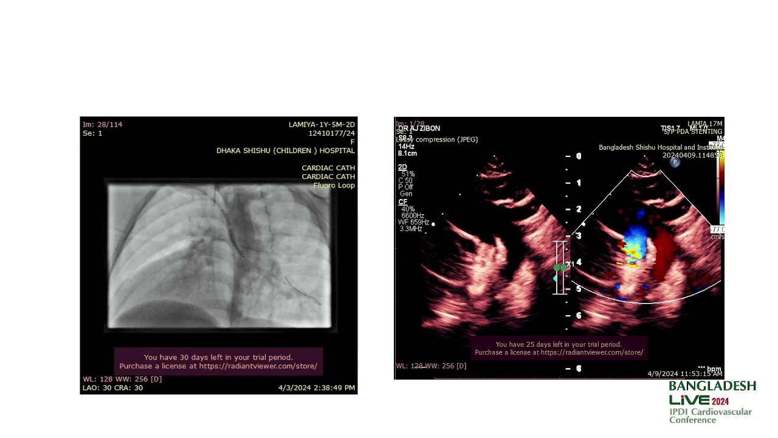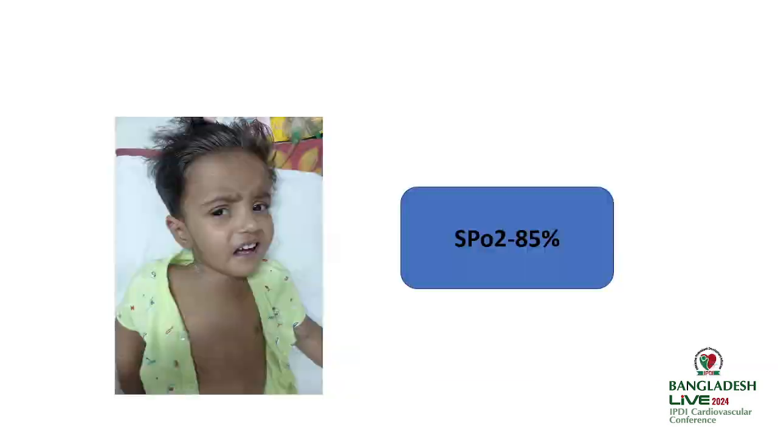Stenting of the vertical ductal tunnel was done, and post-procedure echo showed good antegrade flow with the stent in place, and we could discharge the patient with 85% saturation.